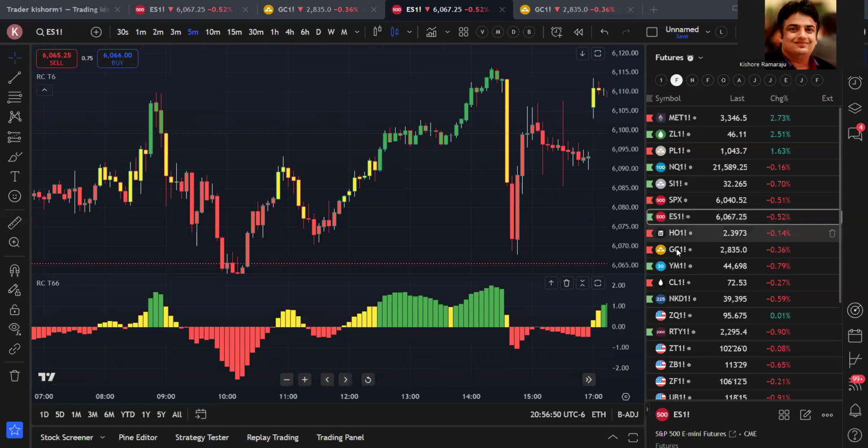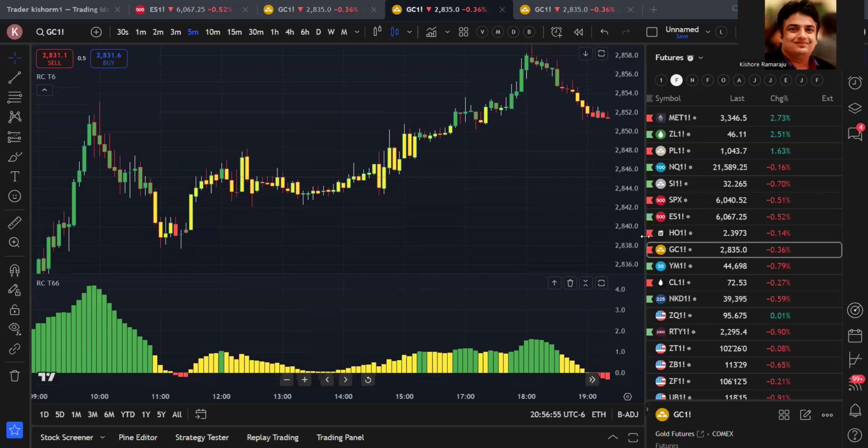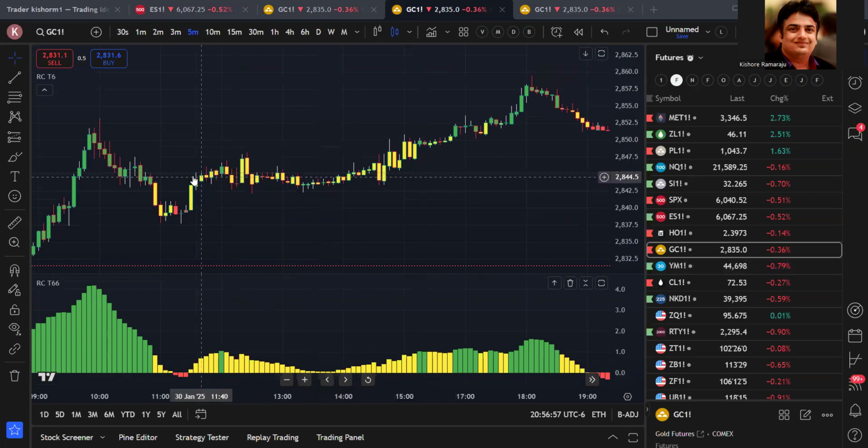For example, GC, for a lot of time it was in a consolidation, right? Then you know when not to take a trade. If you see a lot of yellow here, that means you had better avoid taking any trades. Otherwise, it is just going up, coming down, up and down, up and down, up and down nearly for 1, 2 hours. It was just in a small range or in a consolidation phase.